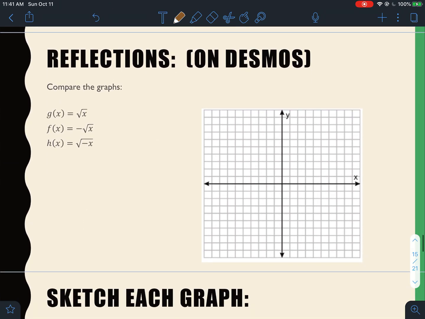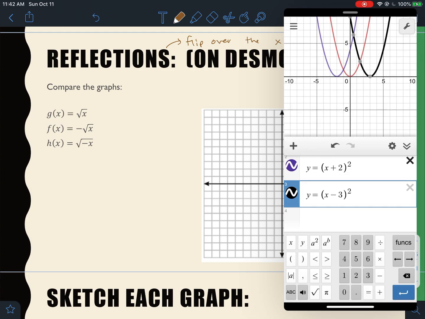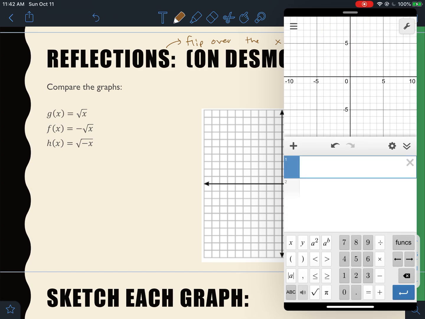Reflections. So those are like mirror images. So for reflections, we're going to flip over the x-axis or y-axis. So what is that going to look like for this? We have the square root of x, the opposite of the square root of x, and the square root of negative x. Which way do you think they are going to flip based on those two things? So let's see. Our parent function is y equals the square root of x, and there we go, our half of a sideways parabola.